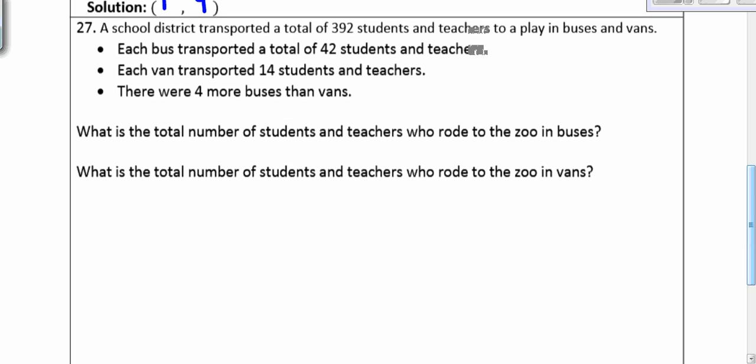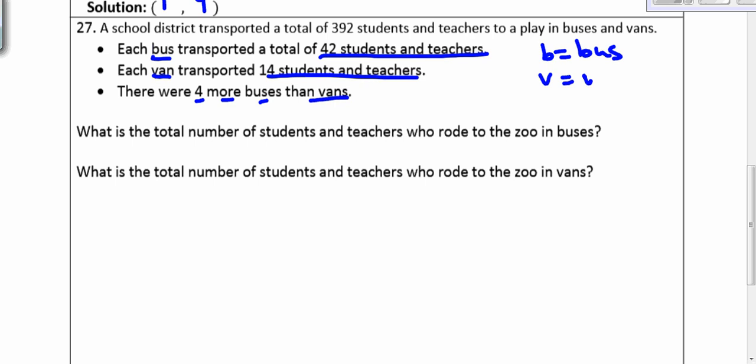All right, so the most difficult question on here is this one. I'm going to underline bus and 42 students and teachers. Then I'm going to underline van and 14 students and teachers. And there are 4 more buses than vans. So I'm going to have my key: B is bus and V equals van. And since there are 4 more buses than vans, V plus 4 will equal the number of buses. So let me just put together an equation.